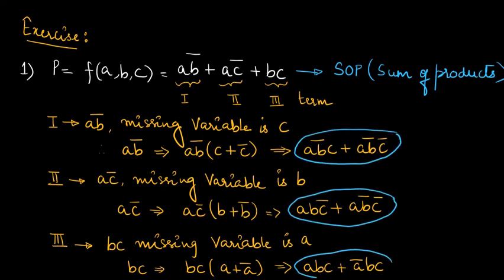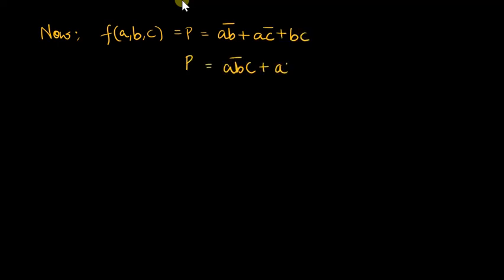Now the final canonical equation is the sum of all these three terms that we have highlighted in blue color. Let me represent these together as f of a comma b comma c equal to P, which is AB bar C plus AB bar C bar plus ABC bar plus AB bar C bar plus ABC plus A bar BC.